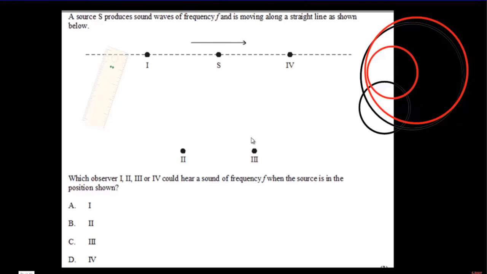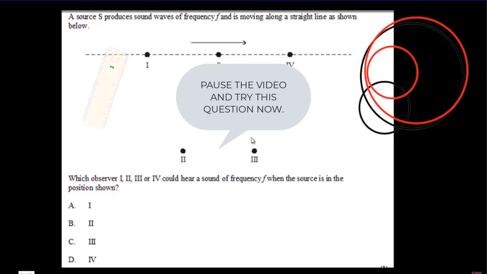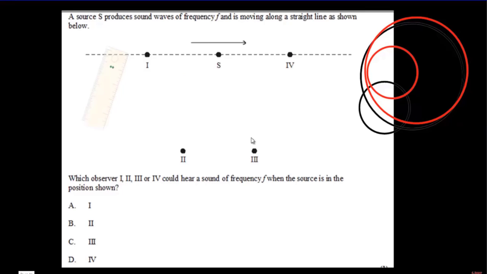This is an IB question that applies to the drawings that we've just been doing. What I'd like you to do is read over the question and try it for yourself right now. So the first thing you want to establish is what is the question asking, and what it's really asking is at which of these 4 positions, 1, 2, 3, or 4, would we get no Doppler shift. We'd get the same wavelength and the same frequency.